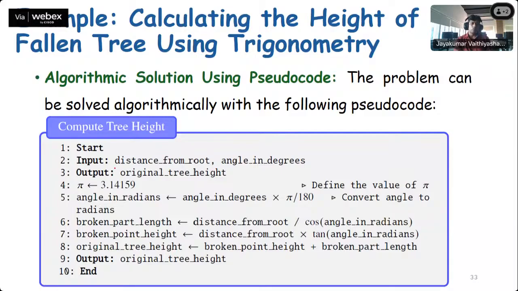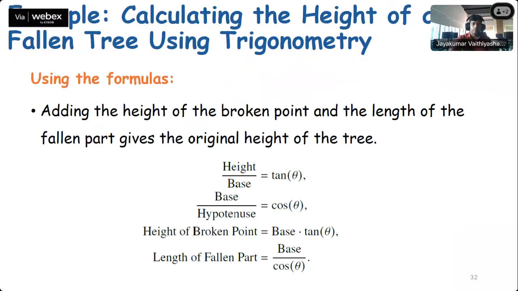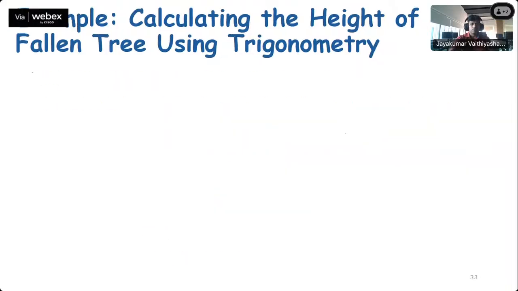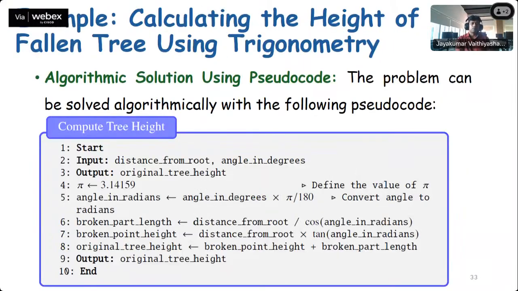Okay. So what is the input given? Distance from the root. So look at your code. The distance given is base equal to 10 meter. The next one is angle, about 30 degree. And what do we need to calculate? We need to calculate the original height of the tree. What do you require? You require the pi value. So this is additional, this you need to identify.